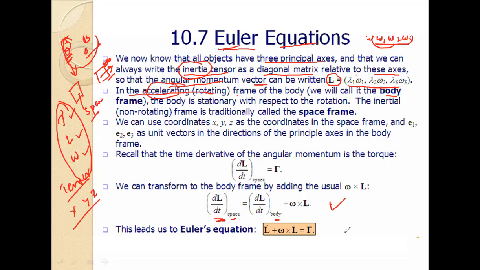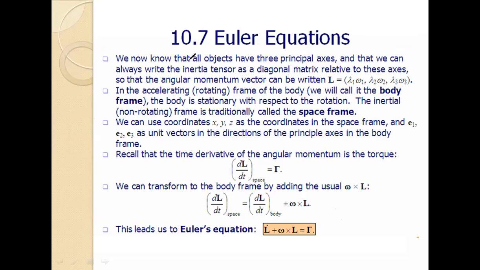For that I'm going to explain a little bit. The first point you have to write, but you don't need to write it exactly. Here we consider the three principal axes x, y, z, and we write the inertia tensor as a diagonal matrix with respect to the axes x, y, z. And the angular momentum vector L can be a function of lambda 1 omega 1, lambda 2 omega 2, lambda 3 omega 3.